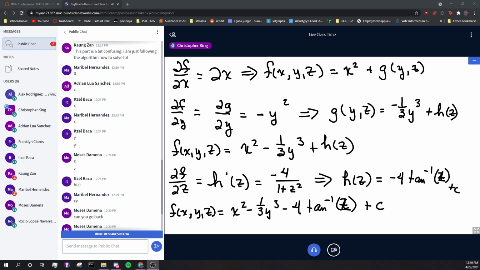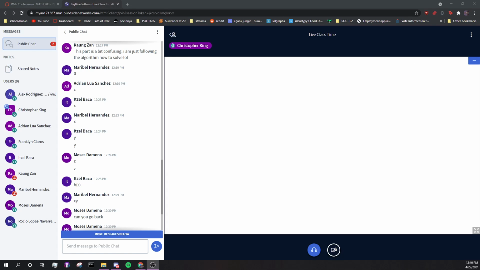Now, since I'm looking to evaluate the integral, I ignore the plus c. Okay, so what I'm going to be looking at is f of the upper limit, which was 3, 3, 1, minus f of the lower limit, which was 0, 0, 0.